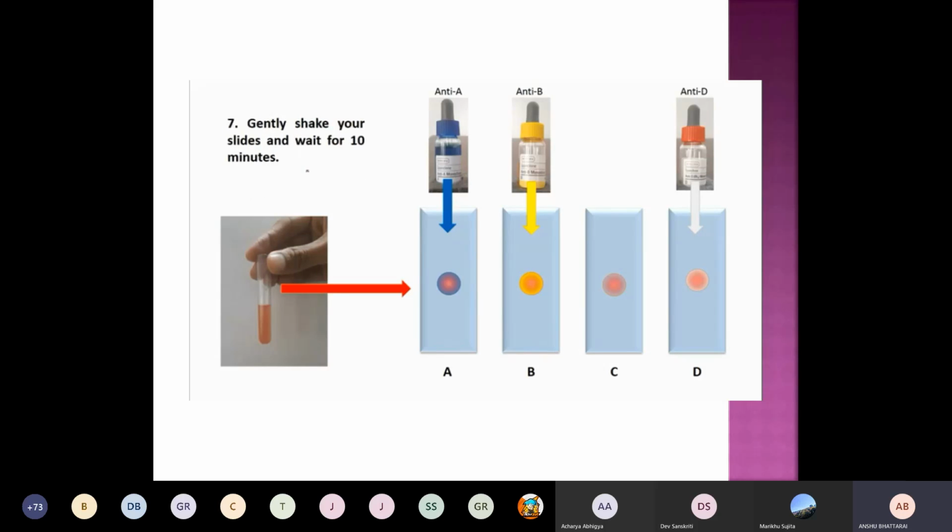Now gently shake your slides and wait for 10 minutes. You have to shake the slide gently so that the blood plus normal saline solution gets evenly mixed with the anti-sera solution.